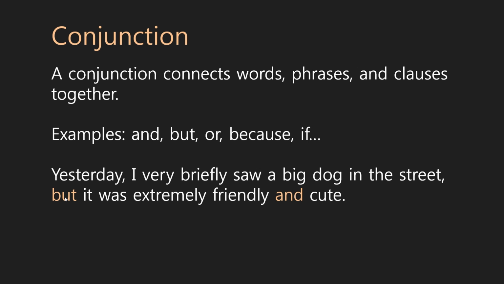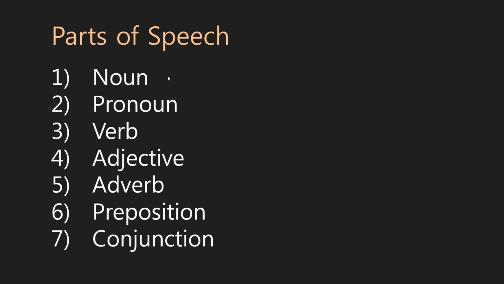But the conjunction here, but, is connecting two clauses. I very briefly saw a big dog in the street, and it was extremely friendly and cute. Those are the two things being joined there. Okay, so there are rules you need to learn about joining clauses as well, which we'll learn later. But for this lecture, the objective was just to really understand what each of these different parts of speech do, so that when we discuss the grammar, you will know what I mean when I talk about prepositions and conjunctions.